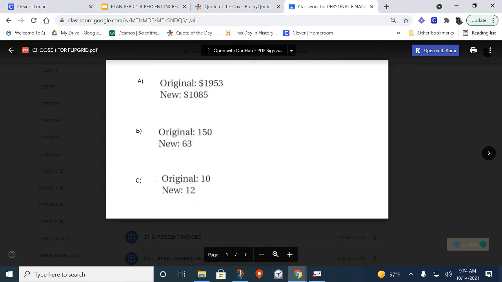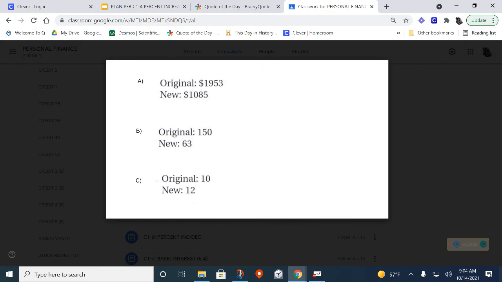Choose one of these puppies. Original and new price, original and new price. You pick the one, A, B, or C. Put it on a piece of paper and then show me on Flipgrid. Have a good day. You know how to do it now. We just did it. We have the formula now. This is the original price and that's the new price. What's the percent increase or decrease? Is that a percent increase or decrease? You pick A, B, or C. Knock yourself out. I don't care which one you pick. Have a good day. You can do it on any paper.